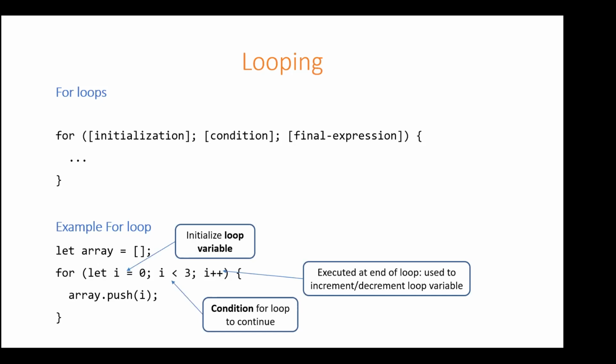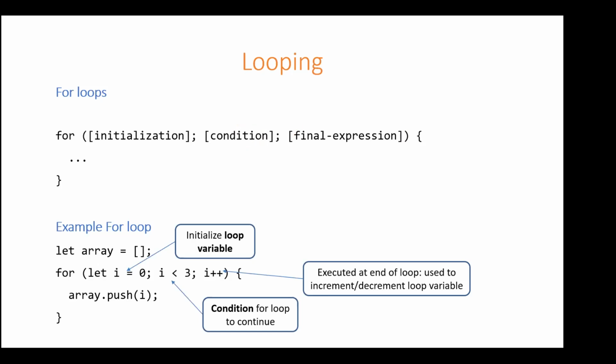The condition expression, the second one, is evaluated at the beginning of every loop and will continue as long as it evaluates to true. So if your condition is true, the loop will run again, similar to your while loop. When the condition is false at the start of an iteration, the loop will stop executing. The final expression is executed at the end of each loop. It's typically used to either increment or decrement your loop variable.